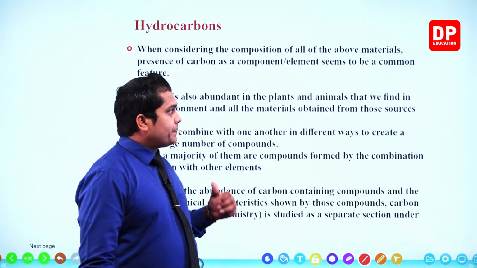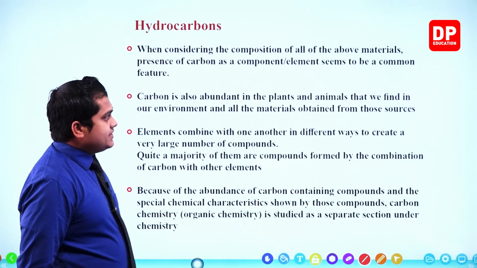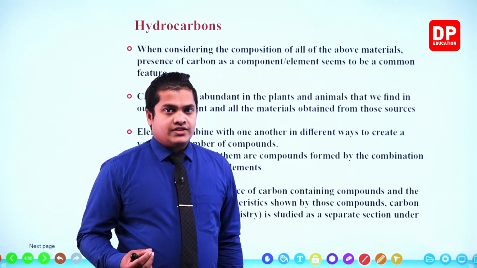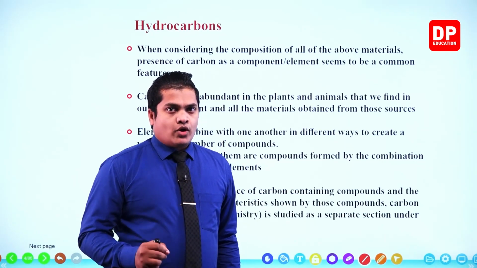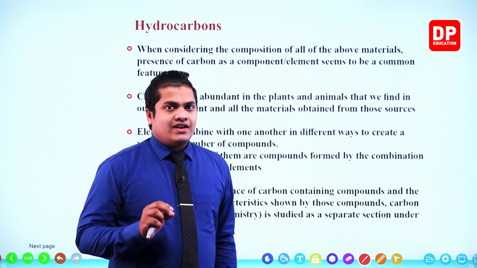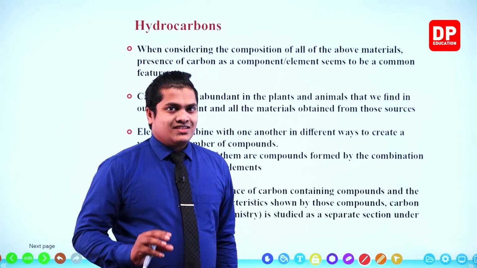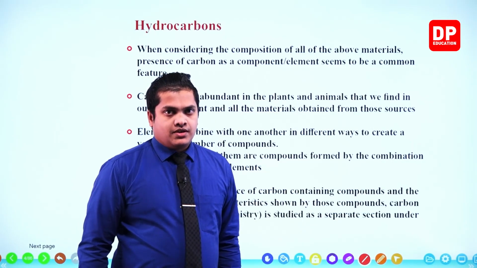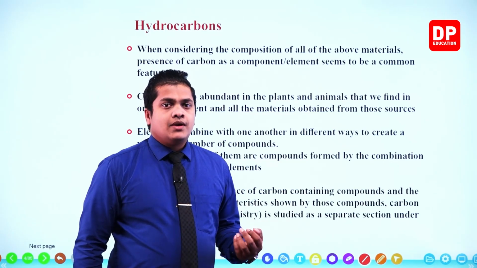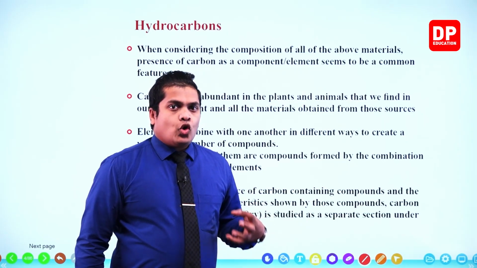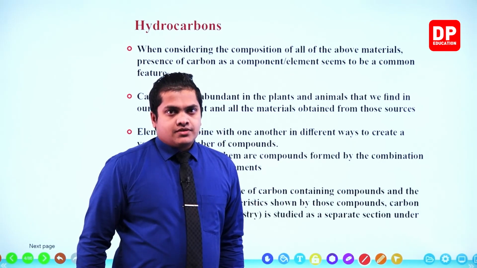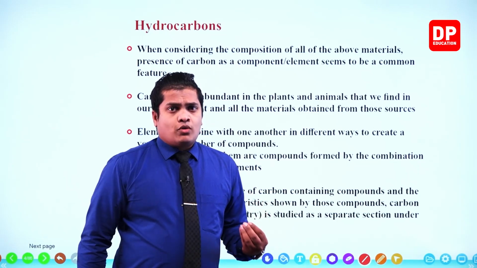Carbon is also abundant in plants and animals that we find in our environment, and all the materials obtained from those sources. You know that we are carbon based organisms. The main constituent element contained within our body is carbon. When you take each and every biomolecule inside our body, all of these biomolecules are made up of carbon. We studied these in the grade 10 first lesson about biomolecules. Carbohydrates, proteins, lipids, nucleic acids, all of these are mainly carbon based molecules, my dear children. So, all the things that we obtain from plant and animal materials are also considered carbon based substances. Carbon is a very famous and the most common element in our environment.